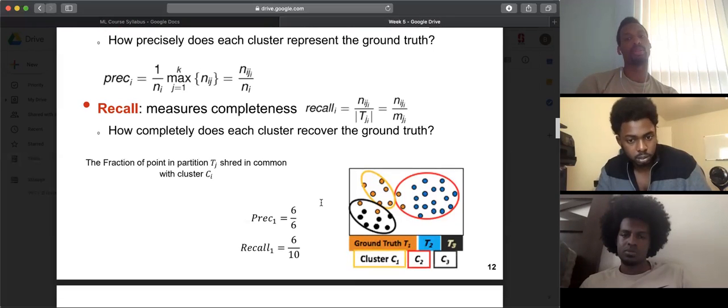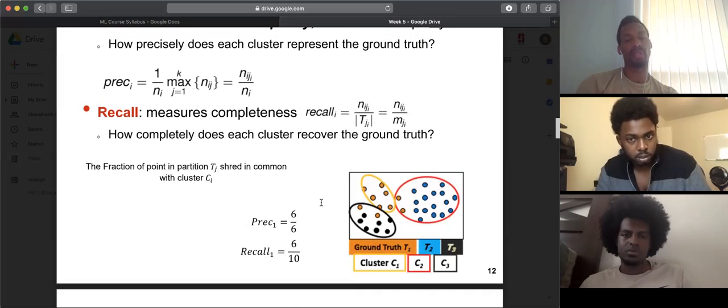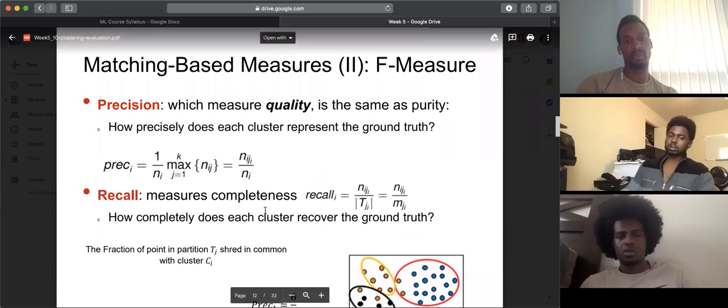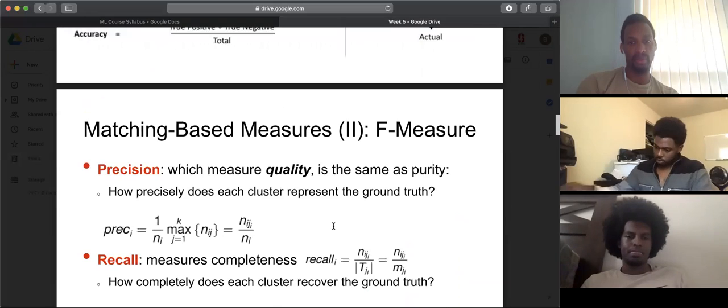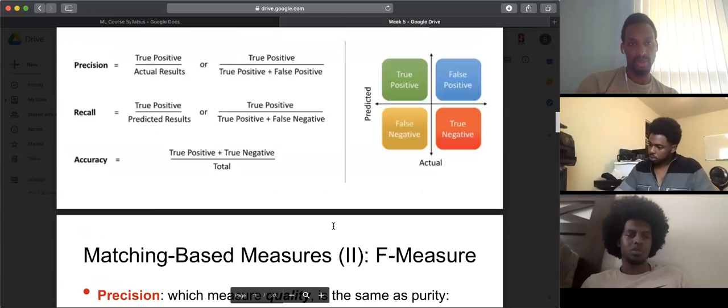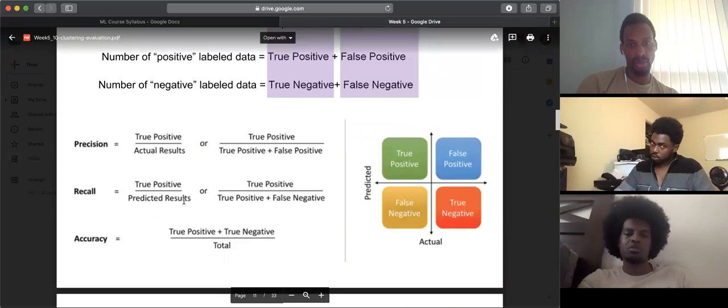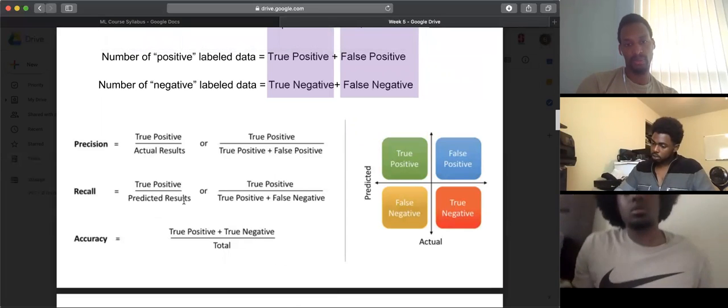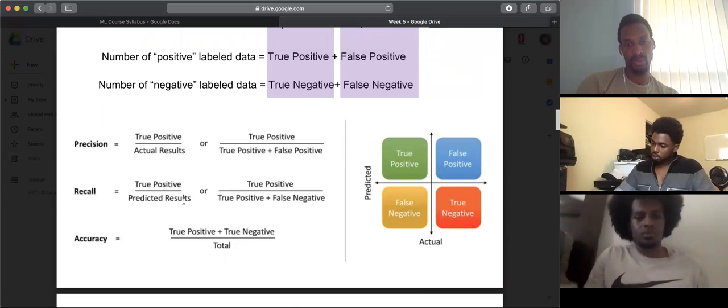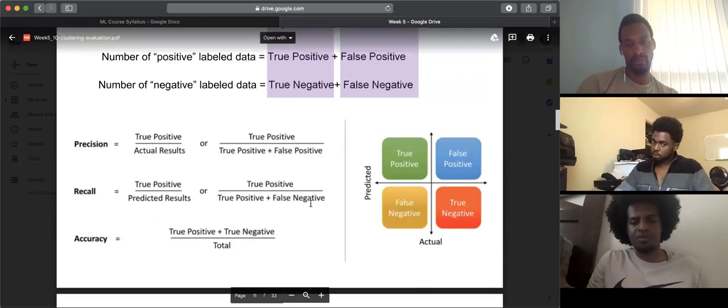I see. Can you go back up to the definition of recall real quick? Yeah, and just close the loop on that. No, up a little bit more is what I mean, like the original. Oh, this is the recall, yeah. True positive over predicted results. True positive, false negative. So this is true positive plus false negative.